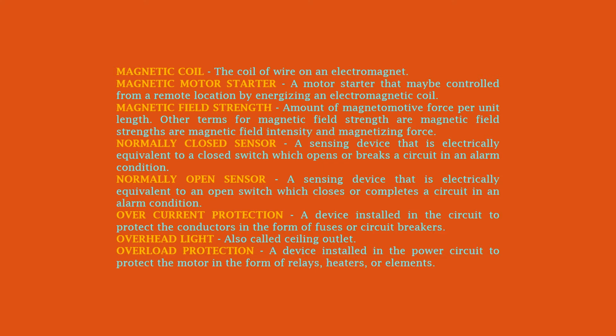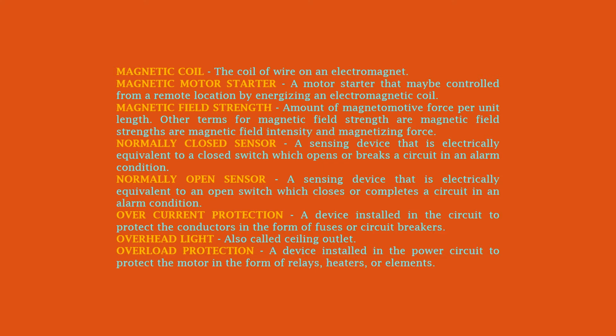Normally closed sensor. A sensing device that is electrically equivalent to a closed switch which opens or breaks a circuit in an alarm condition. Normally open sensor. A sensing device that is electrically equivalent to an open switch which closes or completes a circuit in an alarm condition. Overcurrent protection. A device installed in the circuit to protect the conductors in the form of fuses or circuit breakers. Overhead light, also called ceiling outlet.